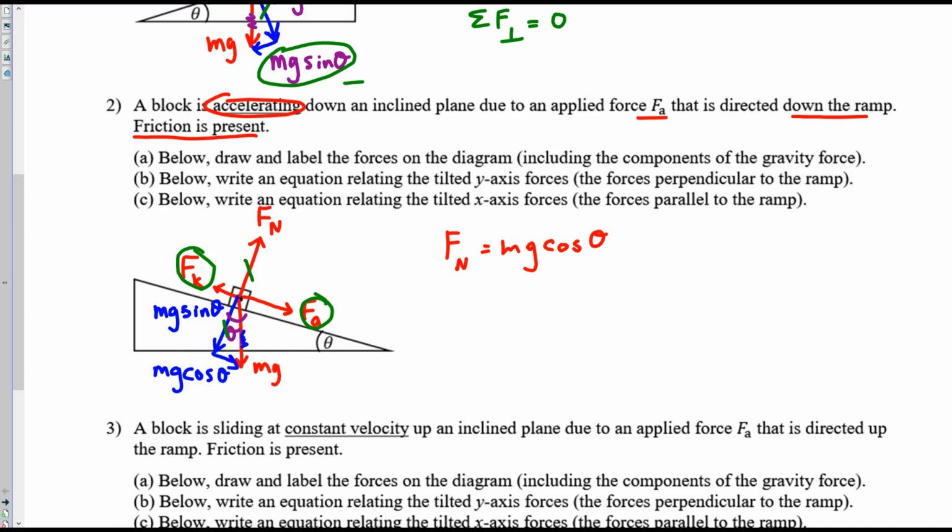This time, Fa is positive because it points down the ramp. Fk is negative because it's pointing to the left. This guy is to the right. Fk is to the left. Mg is to the right, so it's positive. So when we take those forces and add them up, they give us the net force because the y-axis all canceled out. And so what does that look like? Well, you got Fa is positive. You've got mg sine theta is positive, but Fk is negative because it points to the left.